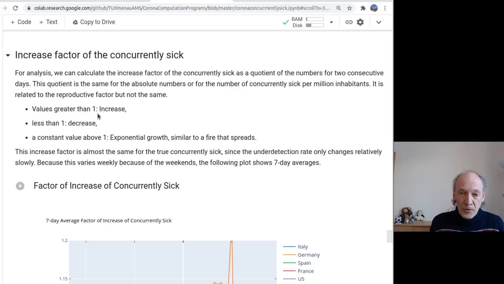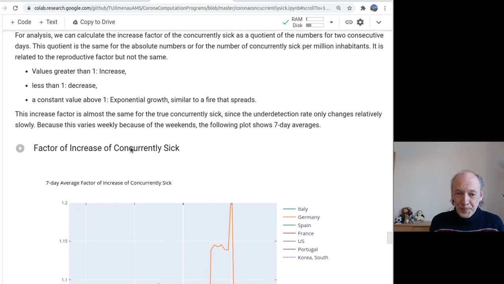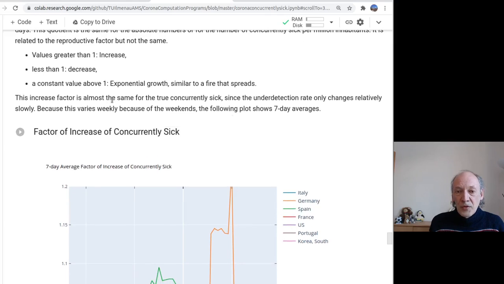So values greater than 1 means an increase, less than 1, this is where we want to be, a decrease, and a constant factor above 1 means we have an exponential growth similar to a fire that spreads. So actually we don't really want to be above 1. This increase factor is almost the same for the true concurrently sick, since the under-detection rate only changes relatively slowly.